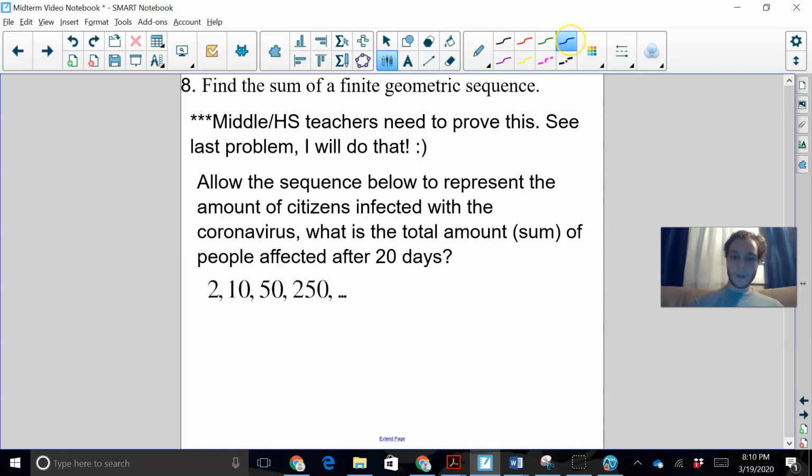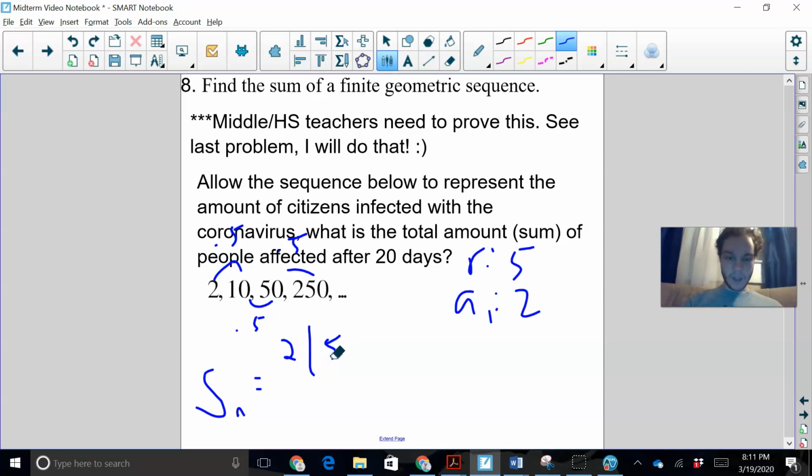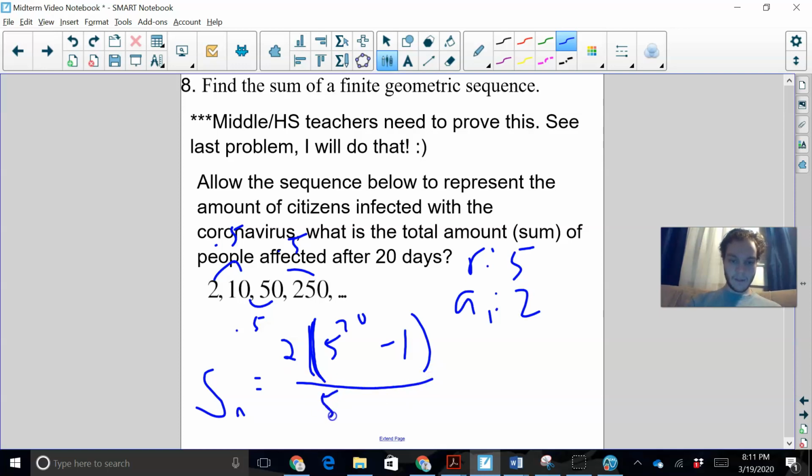First of all, we need to figure out what our rate is. From 2 to 10, we multiply by 5. 10 to 50, multiply by 5. 50 to 250, multiply by 5. So my rate is 5. And what is my first term? It is 2. For this sake, I'm just going to substitute into the formula to show you how to do that. The sum of the sequence is going to be the first term times 5, not the rate, to the 20th power, all subtracted by 1, divided by 5 minus 1.